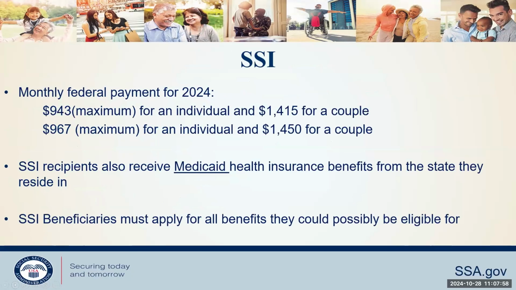So for SSI, just the federal benefit rate, this is what Congress has set as the marker, the maximum an individual can receive in SSI alone by itself. If they have no other form of income coming in, they're paying their own rent or mortgage and their utilities, it is $943 a month this year, $1,415 for a couple. Next year, it will be $967 a month, and for a couple, $1,450 per month.